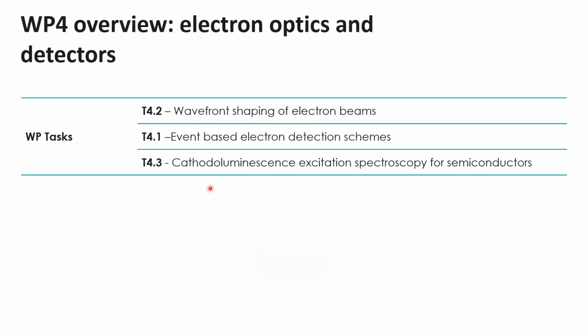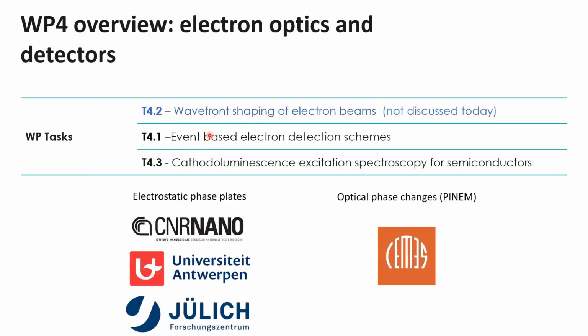The work package, as I said, is focused on electron optics and electron detectors. The first part, on electron optics, is focused on modifying the phase of an electron beam to phase shape it. That I won't have time to talk about here today. We're exploring two sorts of technologies with different partners: either electrostatic phase plates, or optical phase changes using a laser-induced phase change on the electron beam. For today, I will only talk about the experiments focused on event-based electron detectors for either diffraction, imaging or electron spectroscopies.